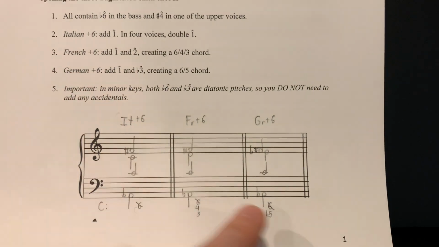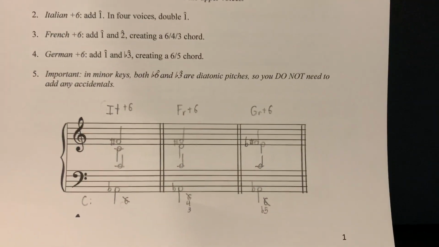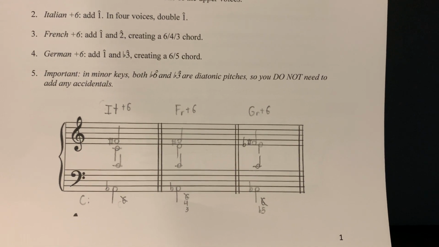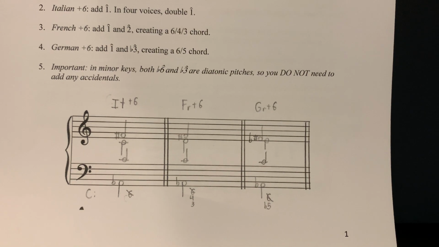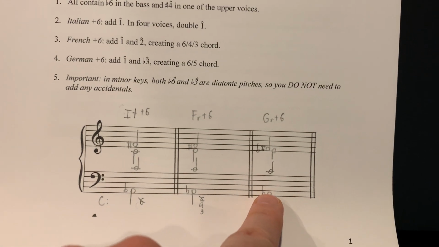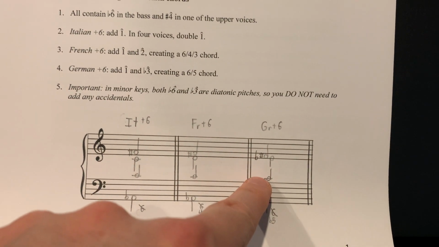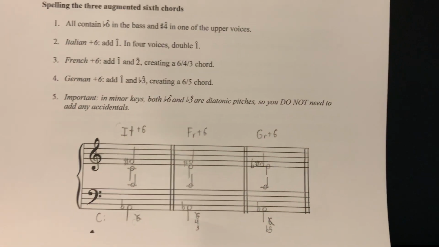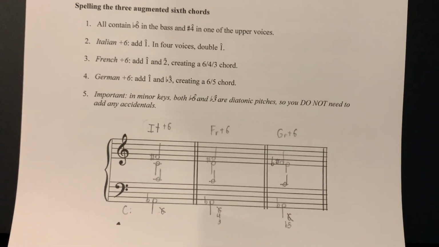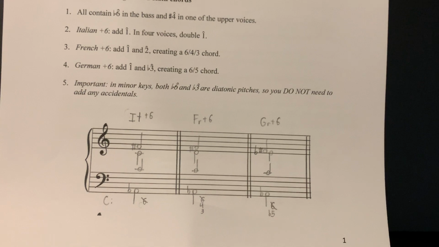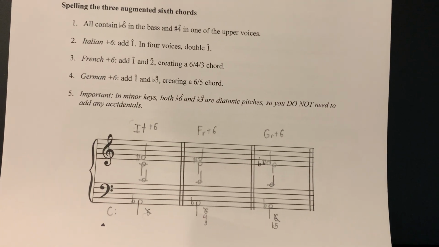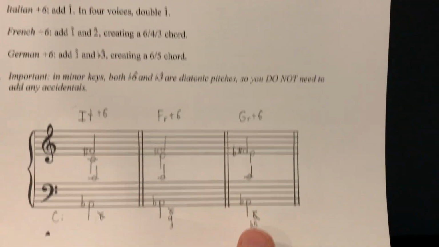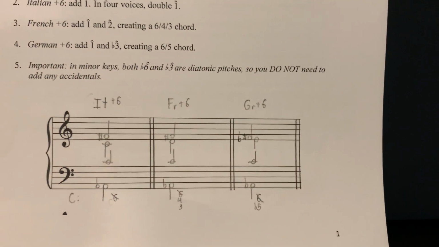Now then finally the German right here, scale degree 1 and flat scale degree 3. And again, flat scale degree 3 is the same thing as the minor mode scale degree 3. So flat 6, sharp 4, 1, and flat 3. And that gives you these kind of figures. It gives you basically a 6-5 chord.